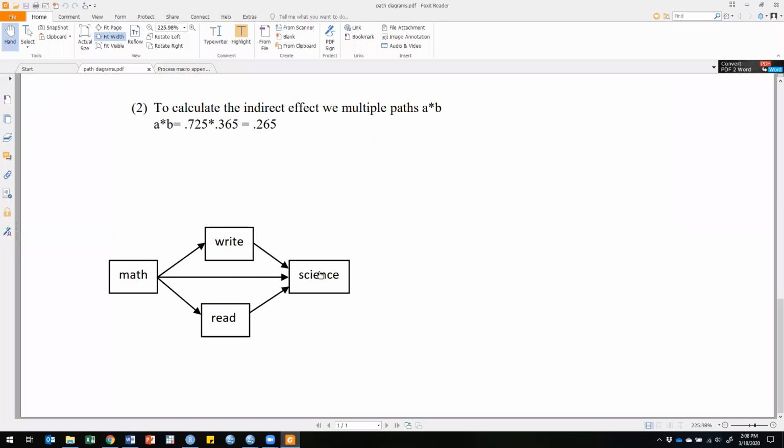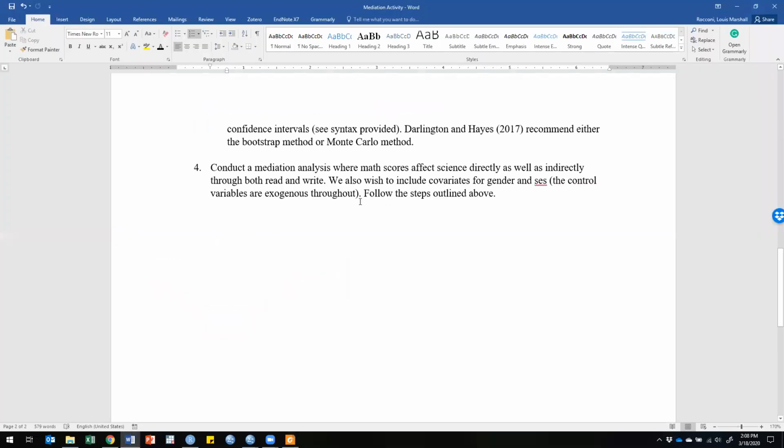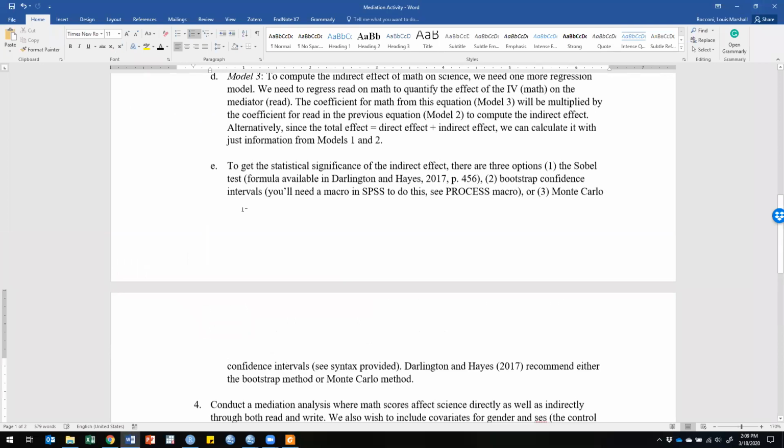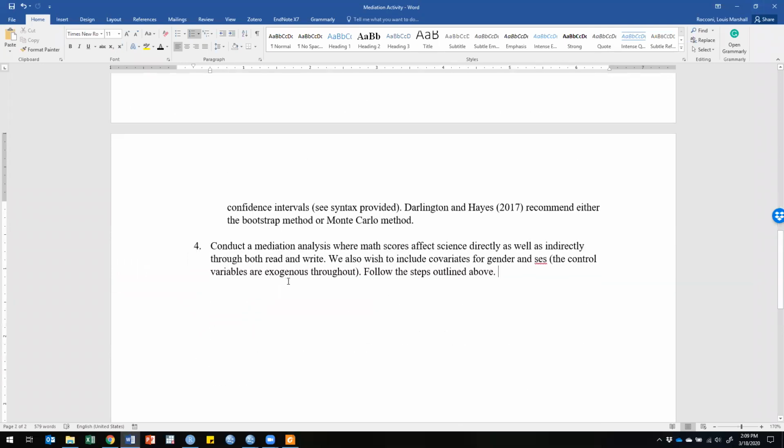So the first thing we would want to do is write out our regression model. Here, math scores impact science scores directly, as well as indirectly, both through writing and through reading scores. And we're also going to include covariates for gender and SES in the model. So give this a try and follow the steps outlined above, and let me know if you have any problems or issues.